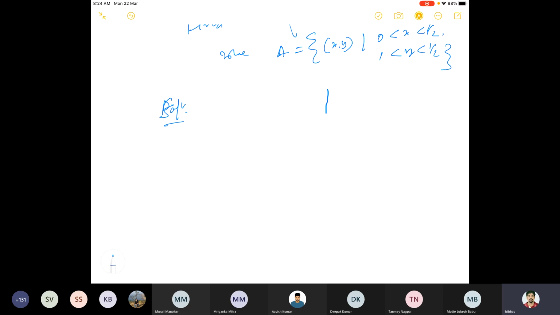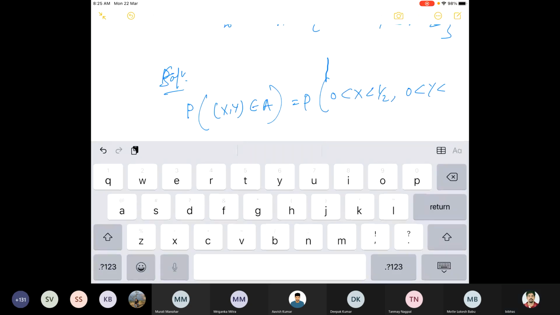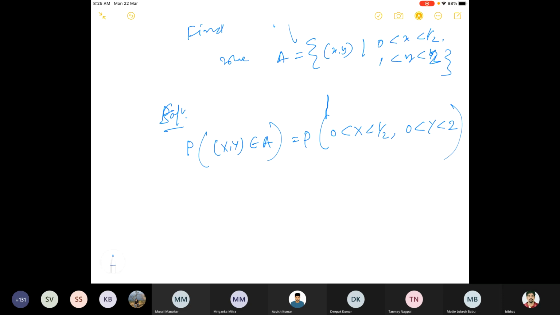So we want to find the probability that (x, y) belongs to A, which is the probability of 0 less than x less than half and 0 less than y less than, let's say, 2. Whatever you can write. So this will be nothing but the integral from 1 to 2, 0 to half, of 3 by 5 (xy plus x) dx dy.